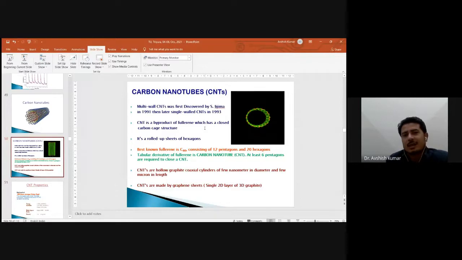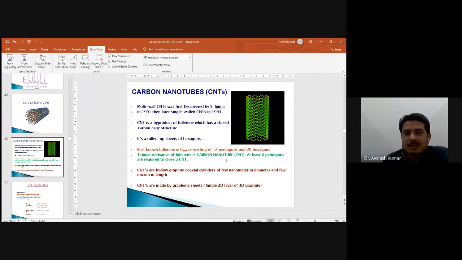It is basically a byproduct of fullerene, which has a closed carbon structure. In the simplest way, if you roll up a graphene sheet into a seamless cylinder, you will get a carbon nanotube. So we are doing both things: we are synthesizing these carbon nanotubes by rolling graphene, and we are unzipping them to make graphene. The best known fullerene is C60, which consists of 12 pentagons and 20 hexagons.